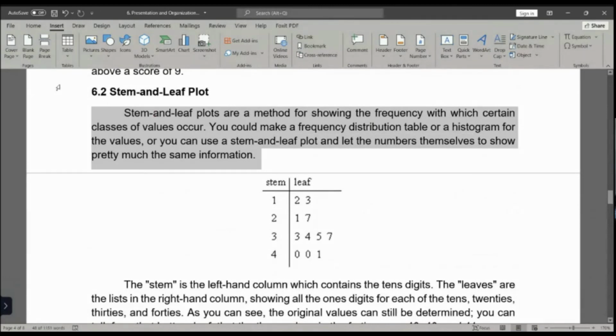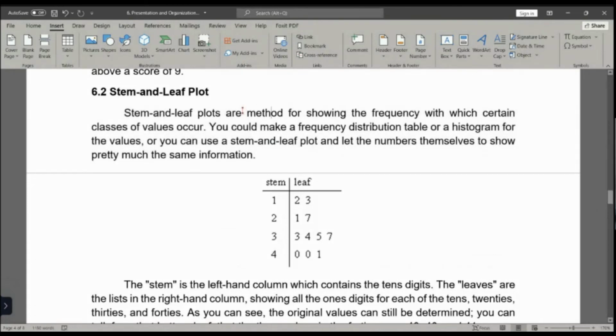Stem and leaf plots are methods for showing the frequency with which certain classes of values occur. You could make a frequency distribution table or a histogram for the values, or you can use a stem and leaf plot and let the numbers themselves show pretty much the same information. So presenting your data using stem and leaf plot works the same way as when you present them using the frequency table or the frequency histogram.